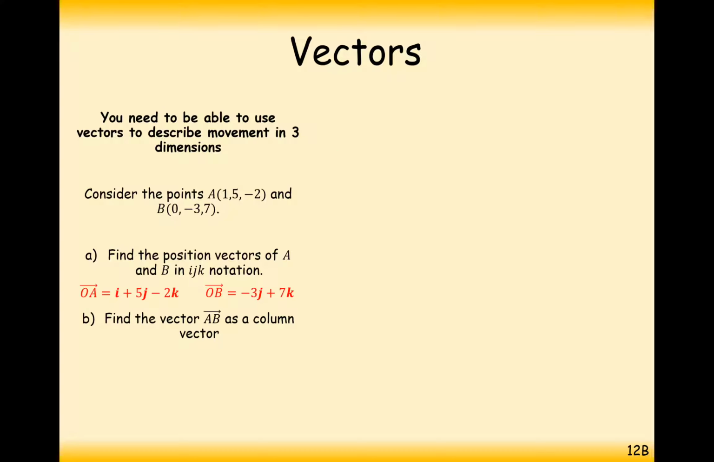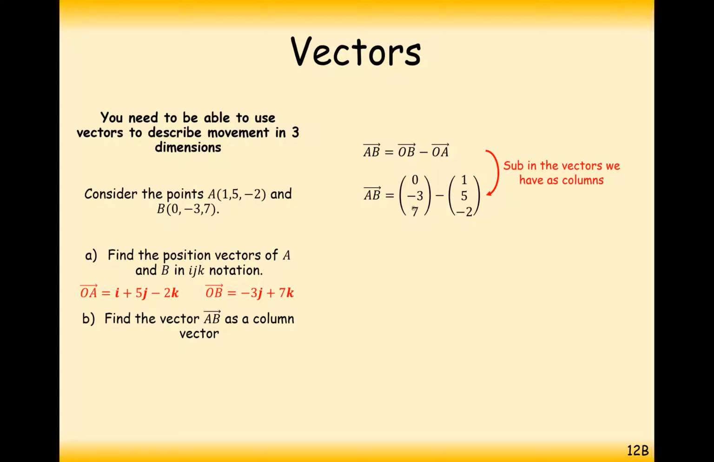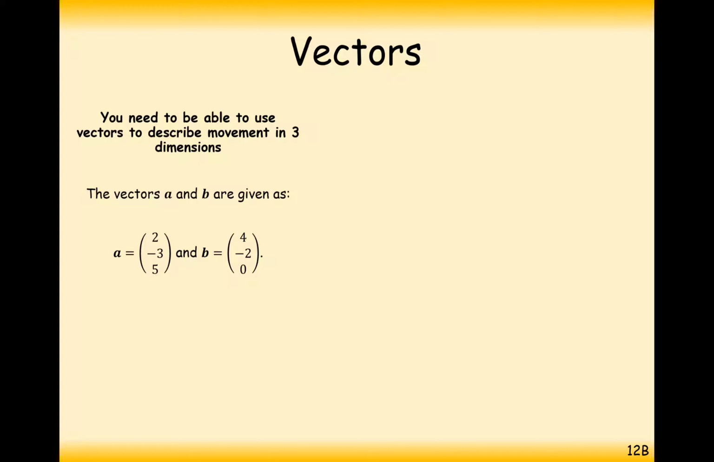Part B, find the vector from A to B as a column vector. Well, one way of doing this would be to just do coordinate B, take away coordinate A. You could do it in i, j and k notation if you wanted to, but it's probably easier just to do it in column notation. So 0 minus 1 is minus 1, minus 3 minus 5 is minus 8, 7 minus minus 2 is 9. Okay, so fairly straightforward so far. There's a lot more to come in this video though.